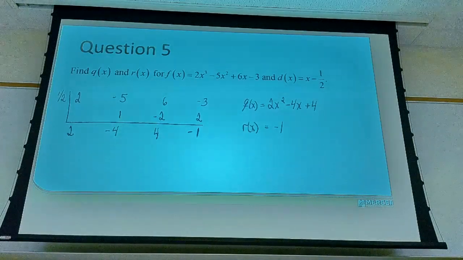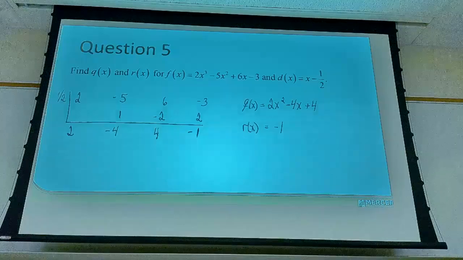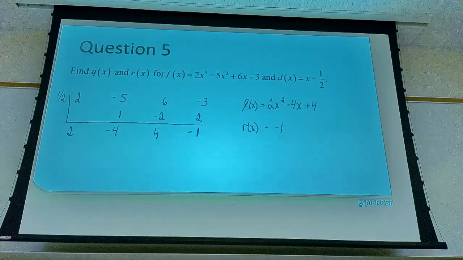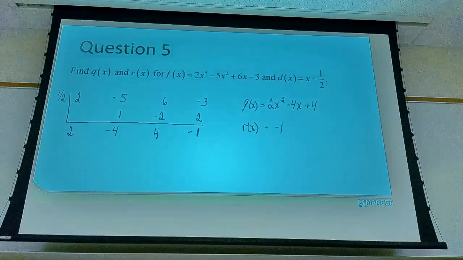What is the degree? Degree is the largest power, the largest exponent. What's the largest power that appears? That's your degree. If you look at f of x, what is the largest power you see? Cubed. That's your degree, 3. That's what degree means.